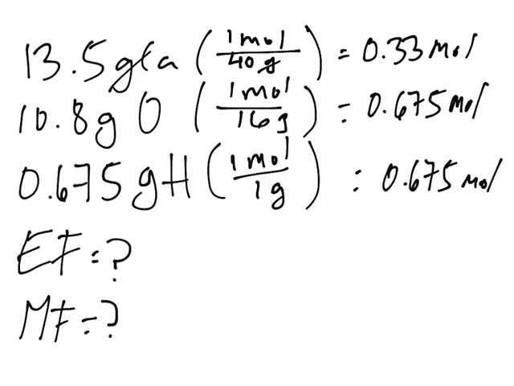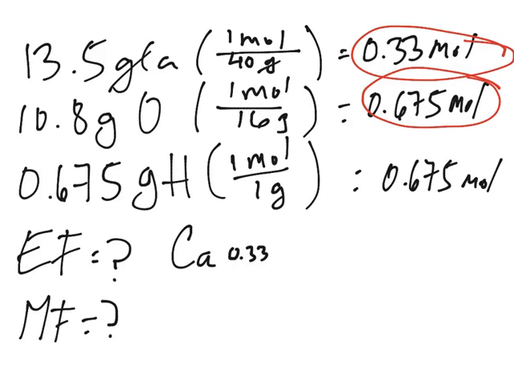So the second step was finding the smallest one, and because we have two as the same, it doesn't matter. We'll just use one of them and divide. So for the case of calcium, it'll be 0.33. Actually, no, I don't know what I was thinking. This is the smallest, sorry. So it would be 0.33 over 0.33.